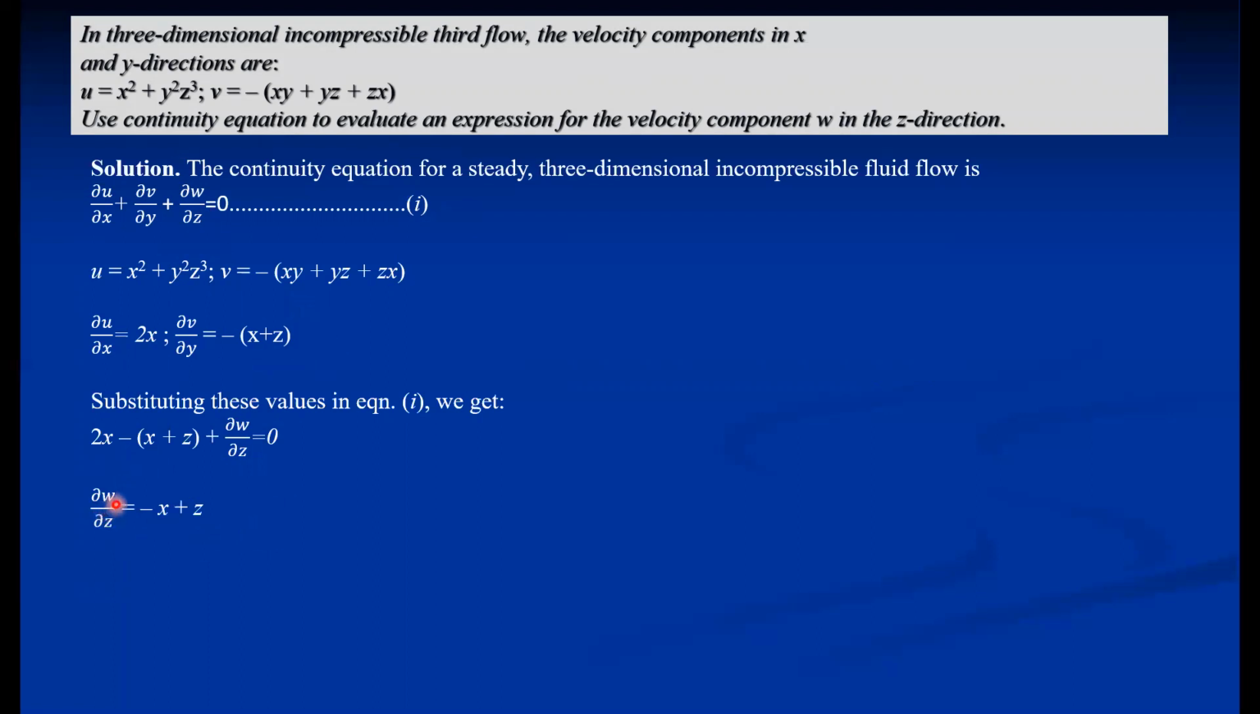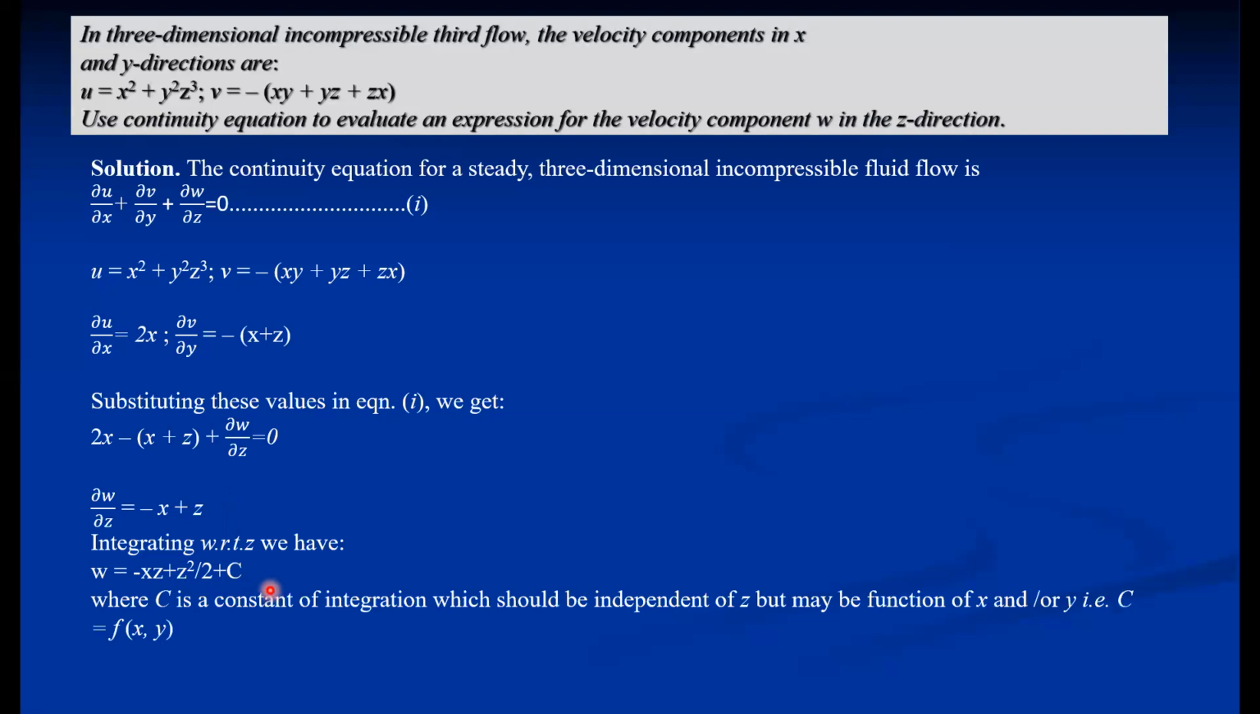Now in order to calculate the w component, we can integrate this with respect to z. So on integration, we get minus xz plus z square by 2 plus c. Obviously c is not necessarily a numerical constant. It may be a function of x and y. So instead of c, we can put f(x, y). So the final expression is w is equal to minus xz plus z square by 2 plus f(x, y).